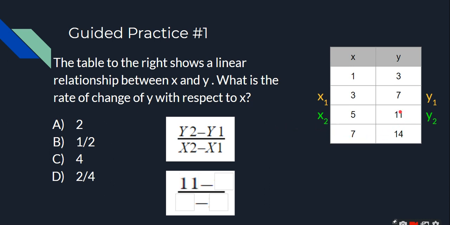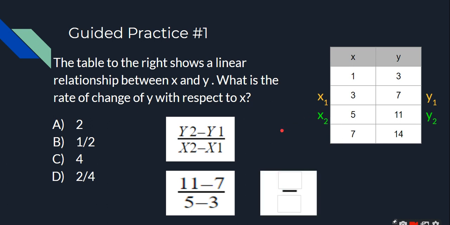For y2, we use 11 minus whatever the y1 value is, and we see that's 7. That's how we got 11 minus 7. So now let's go to the bottom part of the equation. We have x2, which is our 5, minus whatever the x1 value is, and that's going to be 3. So we have 5 minus 3 and 11 minus 7. Let's work out the math.